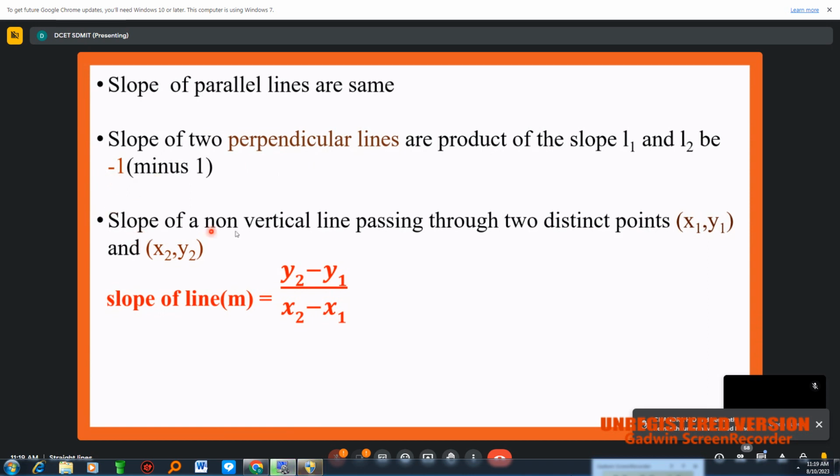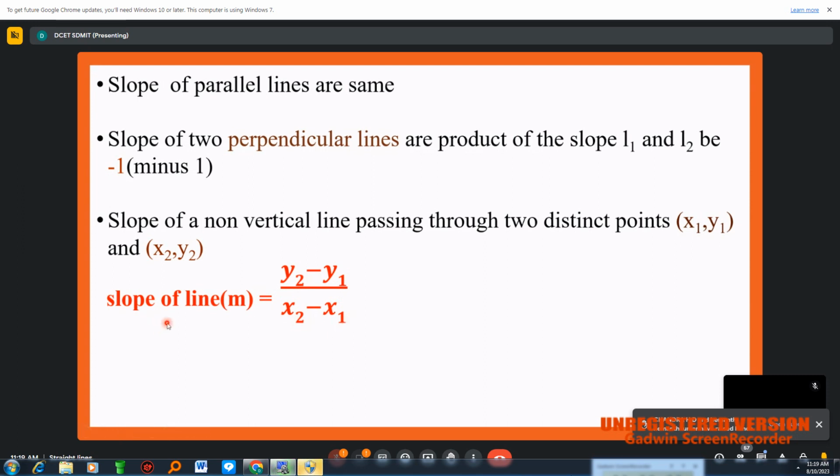And for the slope of a non-vertical line passing through two distinct points, given as x1, y1 and x2, y2, the slope of the line is y2 minus y1 divided by x2 minus x1. If the line is passing through two distinct points, we name them x1, y1 and x2, y2. Then slope is y2 minus y1 divided by x2 minus x1.